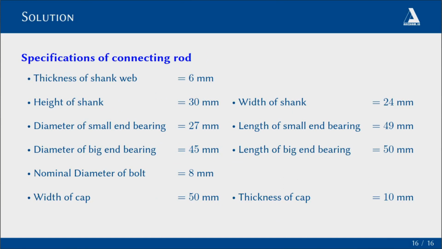Now to summarize, the specifications of the connecting rod are: thickness of the shank web is 6 mm, height of the shank is 30 mm, width of shank is 24 mm, diameter of small end bearing is 27 mm, length of small end bearing is 49 mm, diameter of big end bearing is 45 mm, length of big end bearing is 50 mm, nominal diameter of bolt 8 mm, width of the cap 50 mm, thickness of cap 10 mm.